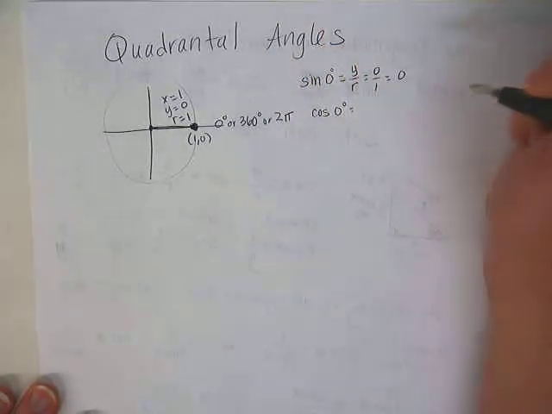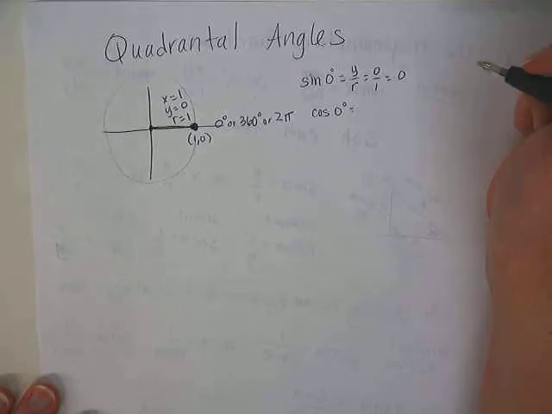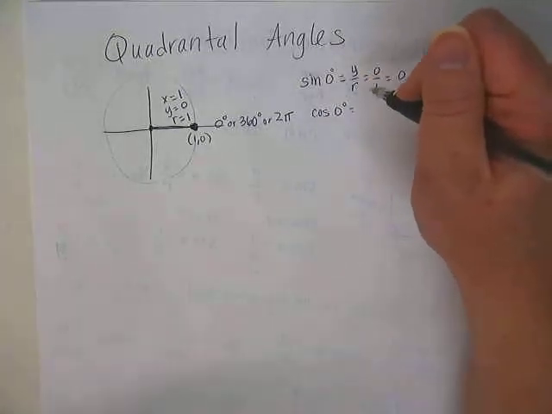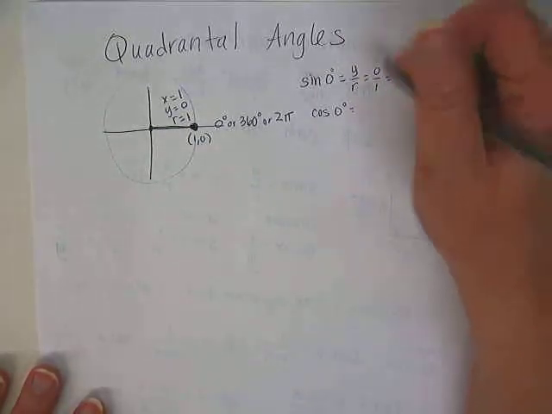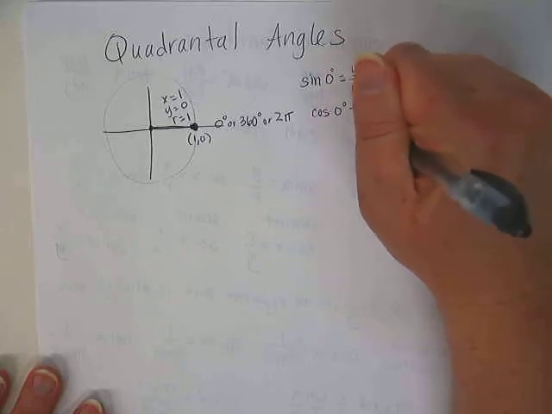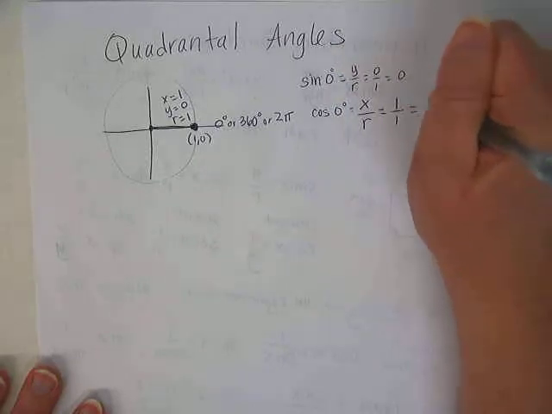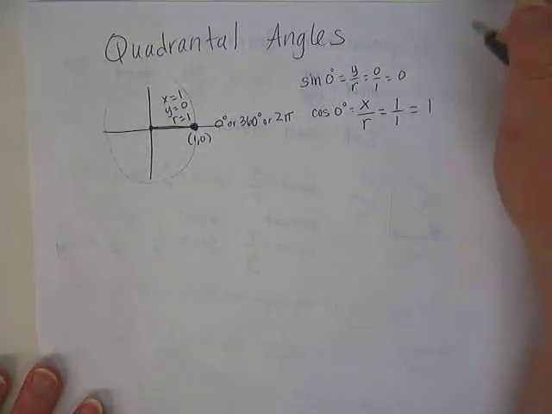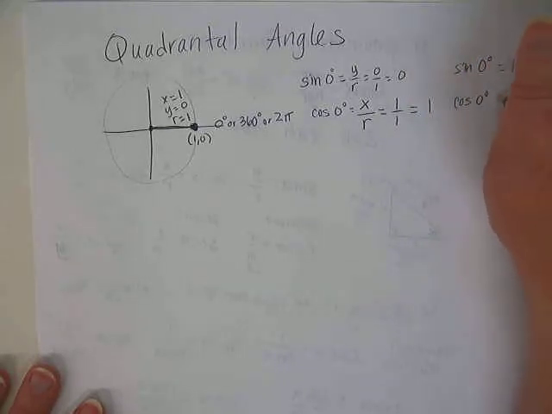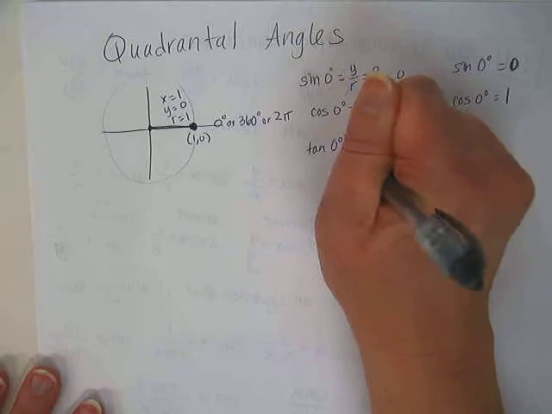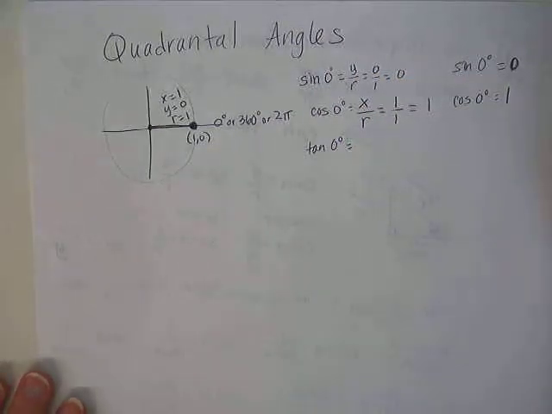What would cosine of 0 be? What's cosine? X over r, which is 1 over 1, which is 1, right? So the sine of 0 is 0, and the cosine of 0 is 1. Sorry. Okay, what about the tangent?